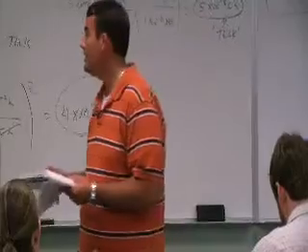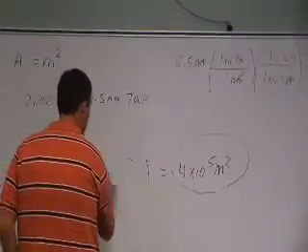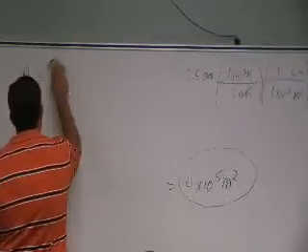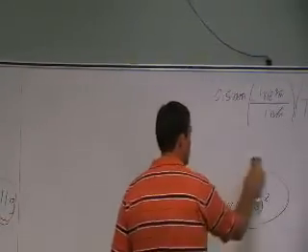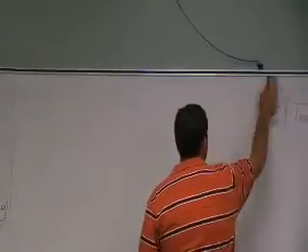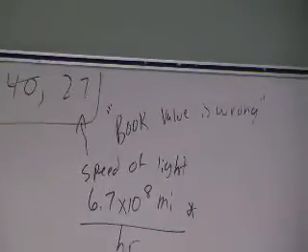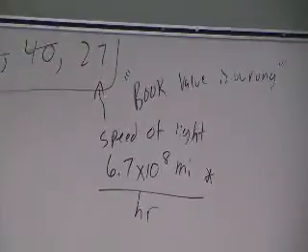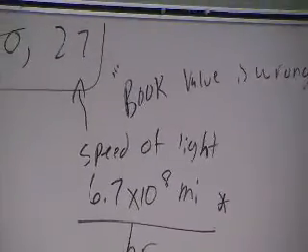The velocity of light. Well, of course that's the one where the velocity of light was incorrect. So I made the change there. There was a typo in the book, and yes, I'm sure about that. The real velocity of light, as you can see over there, is 6.7 times 10 to the 8th miles per hour. So let's write that down.